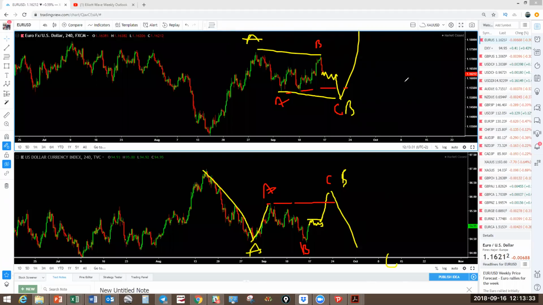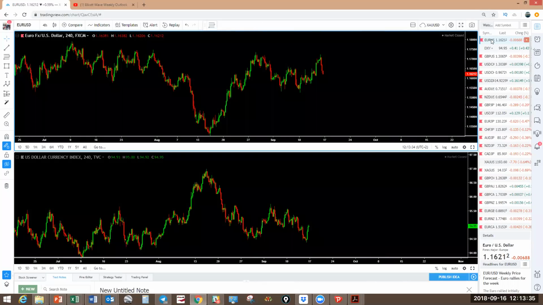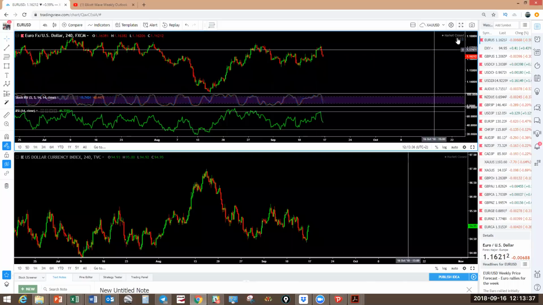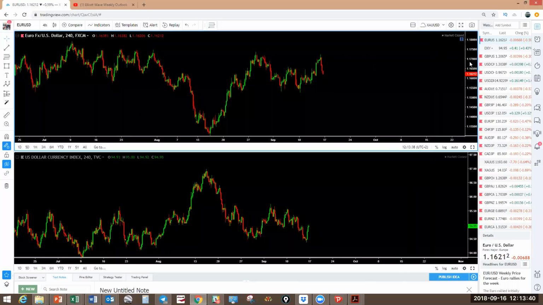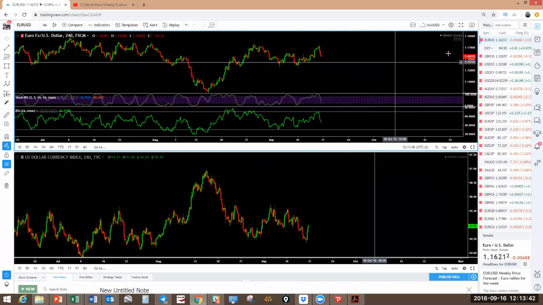The only change that could happen, let's go to the Euro US dollar individually. Let's go one chart.